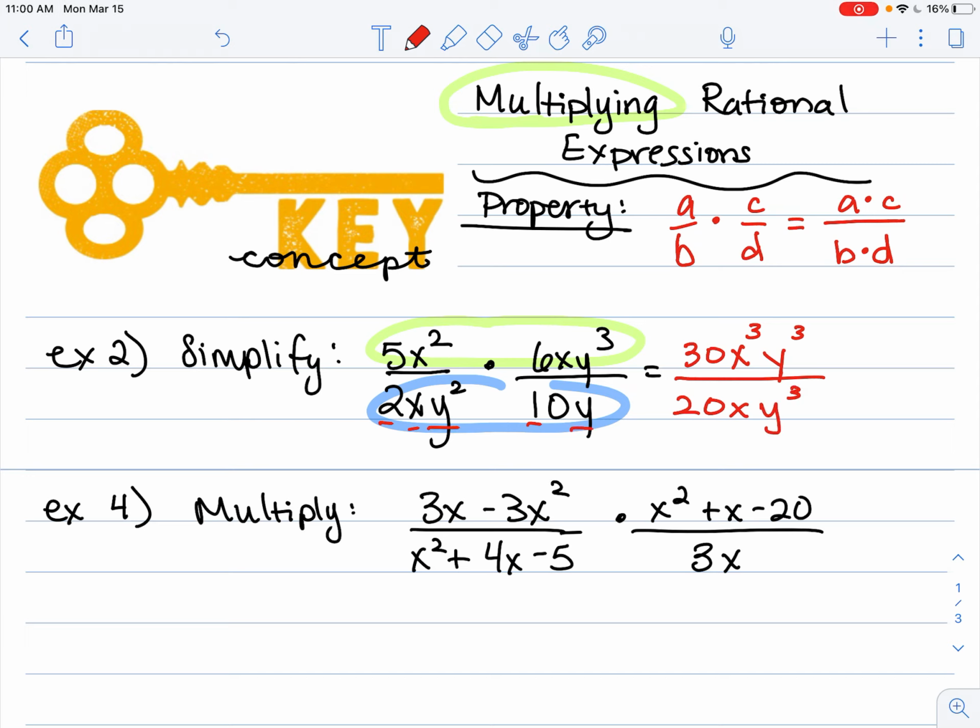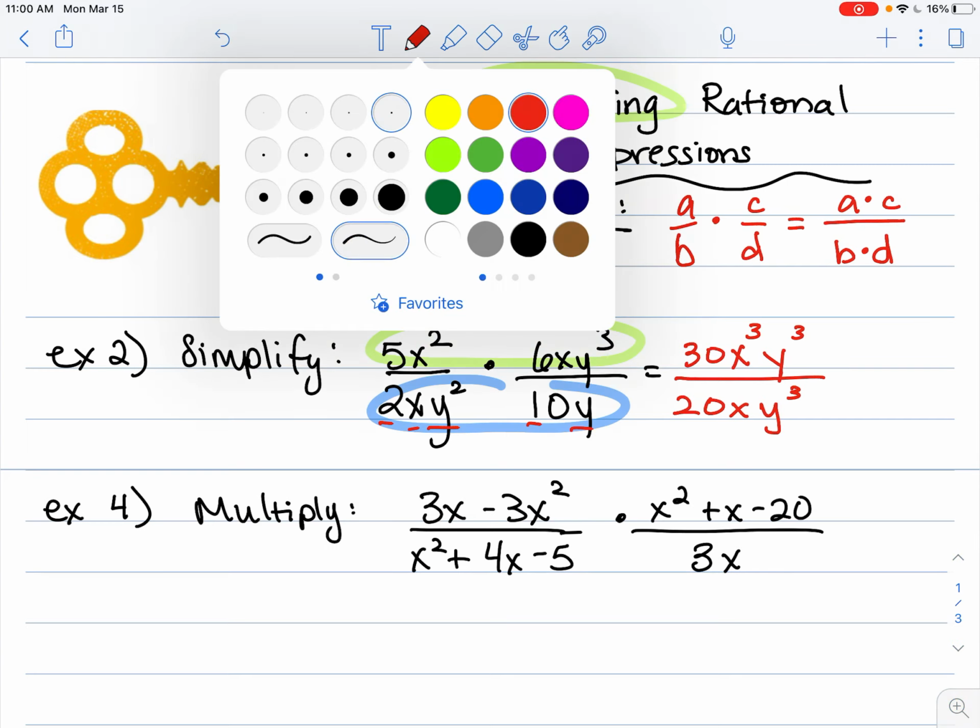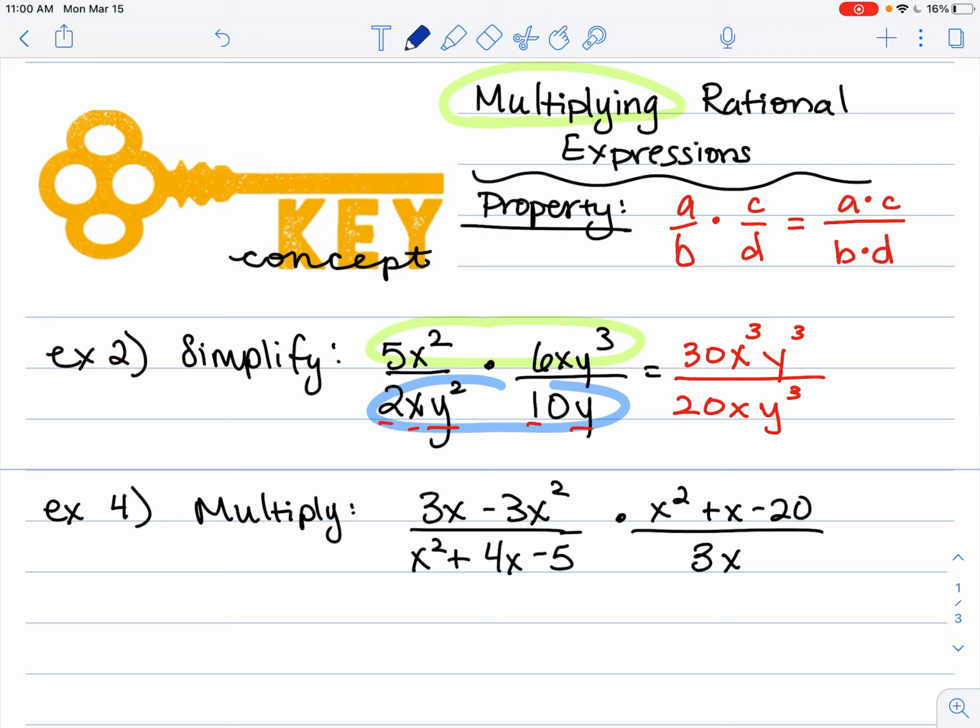Now, in order to simplify this, we will find those common factors. Well, I know 30 and 20, I can pull a 10. So both of those can be divided by 10. If I take 30 and divide by 10, it leaves me a 3.